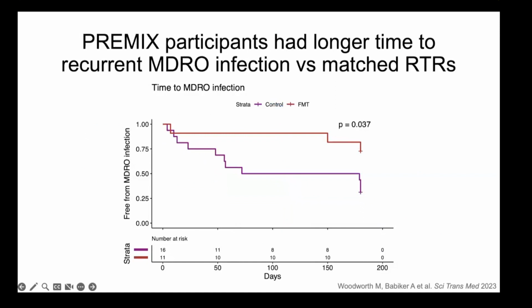And then because our numbers were small, we took our FMT group and looked at a group of matched renal transplant patients. These were taken from a cohort of 3,000 patients, but ultimately were 16 overall. And you can see there was a longer time to experiencing a recurrent MDRO infection in the FMT-treated group.